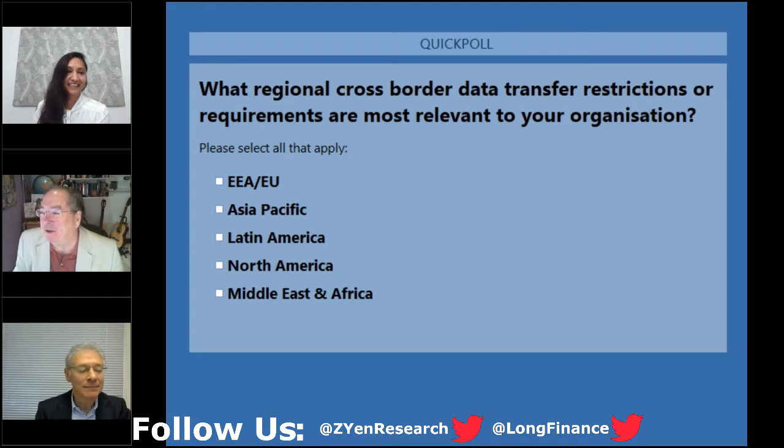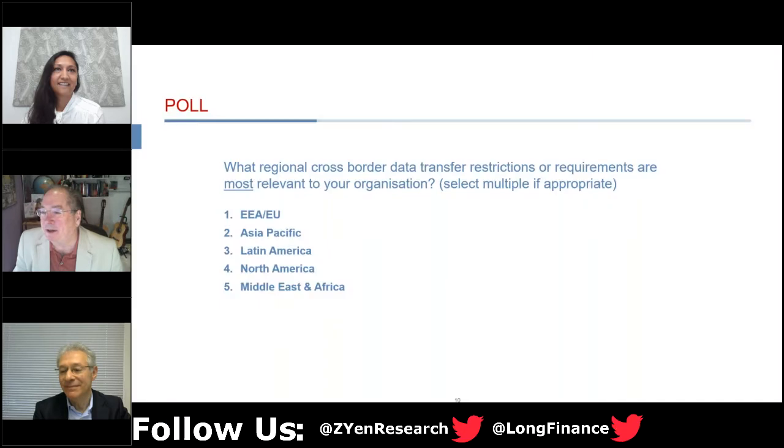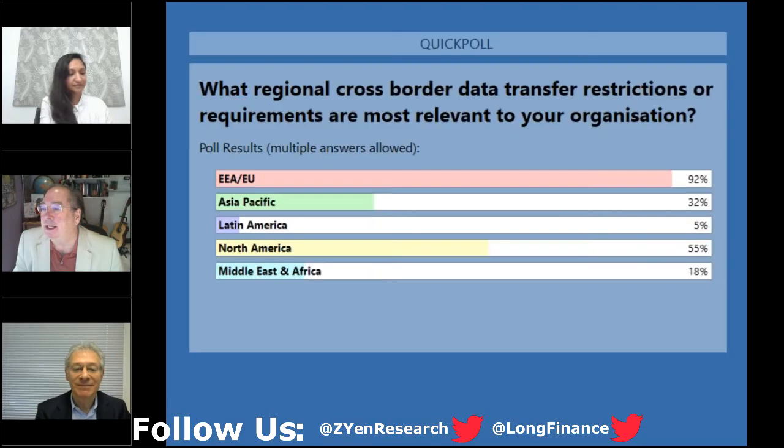Over half the folks have voted. And just give it another 4 or 5 seconds. There we go. That's it. I'll close the poll now, and that's just about everybody. So fantastic. And here are the results. An overwhelming percentage, 92%, believe it's the EEA and the EU, but they can vote on multiples. So 55% for North America is next, then Middle East and Africa, Asia Pacific, and then finally Latin America. So any quick comment on that?